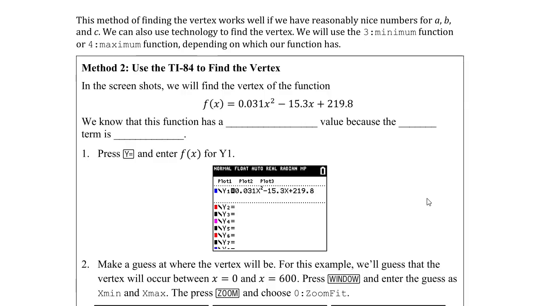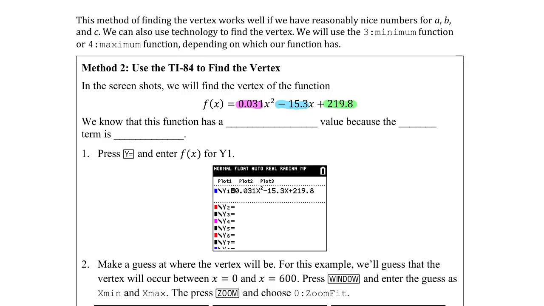So in this next example, we have step-by-step instructions for finding the vertex on the calculator. The example in our step-by-step instructions is that we're going to find the vertex for the function f of x is 0.031x squared minus 15.3x plus 219.8. So all of those are pretty ugly numbers.